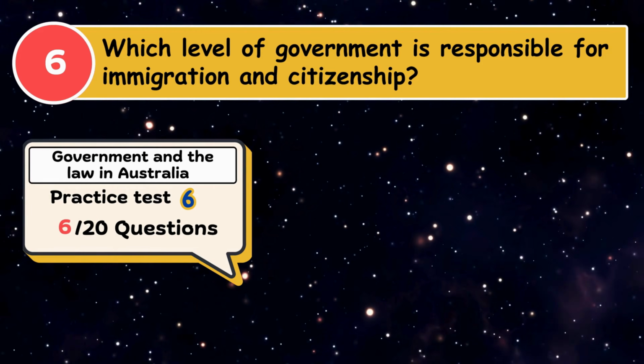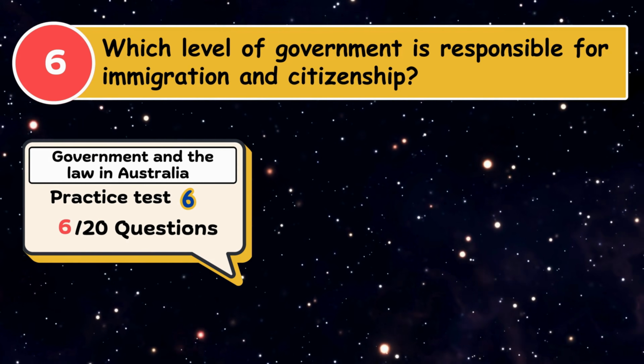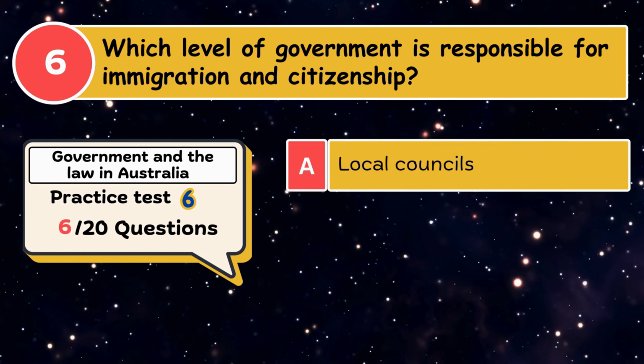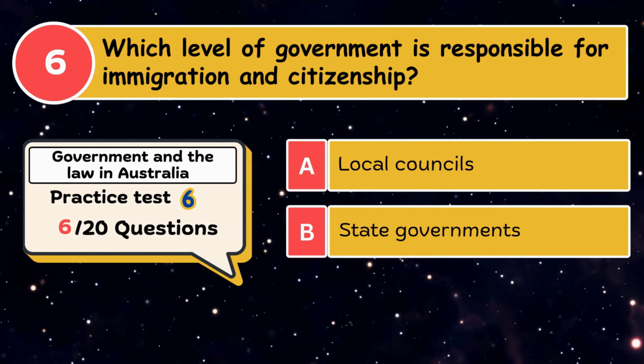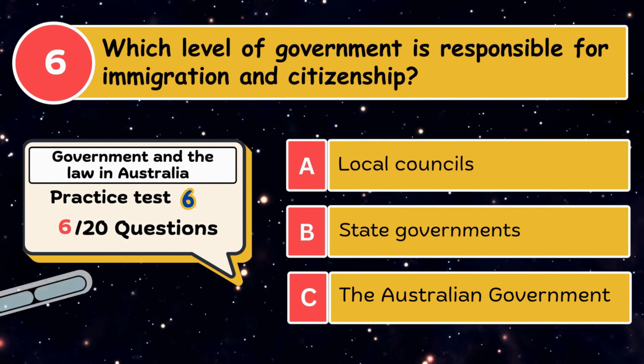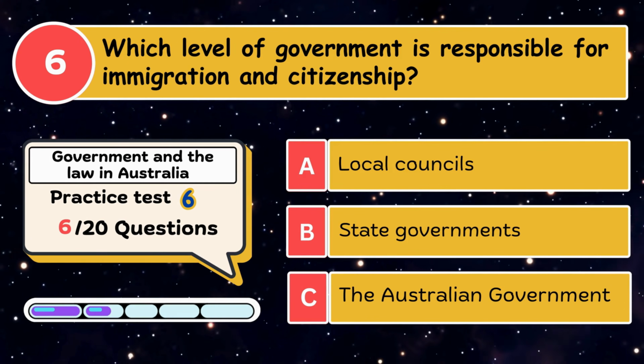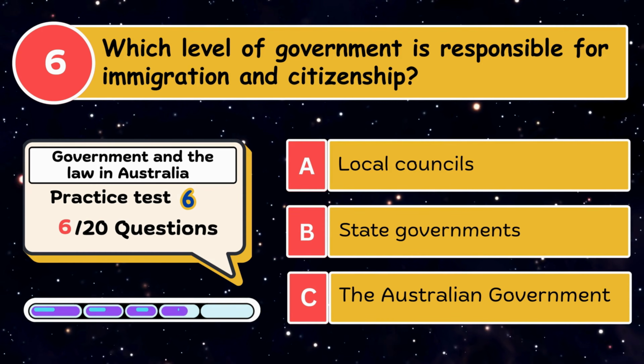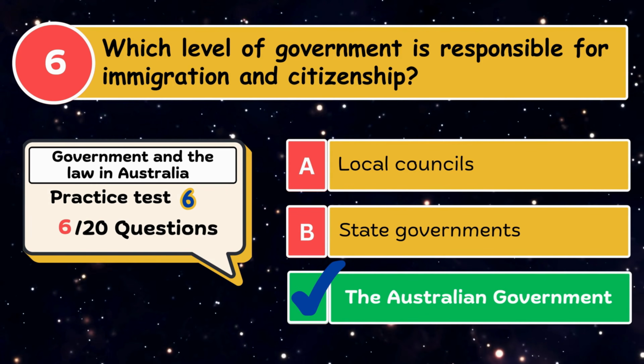Which level of government is responsible for immigration and citizenship? A. Local councils. B. State governments. C. The Australian government. The correct answer is the Australian government.